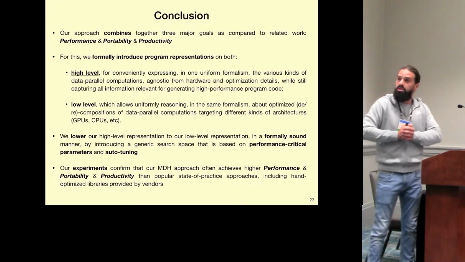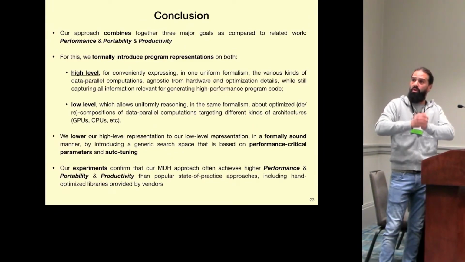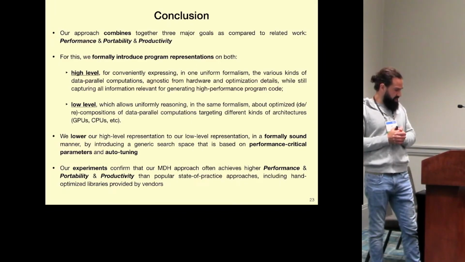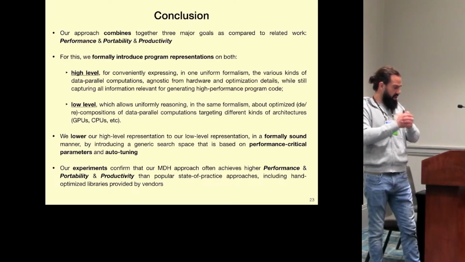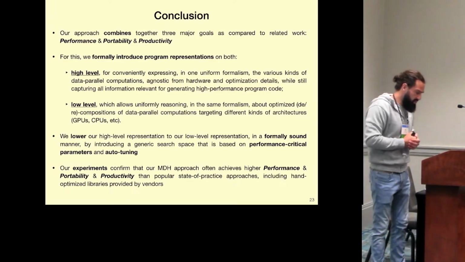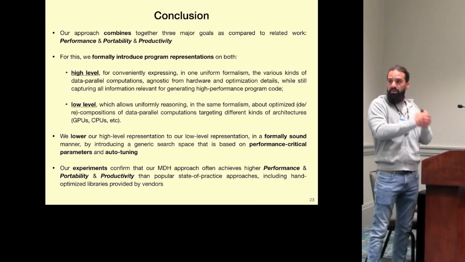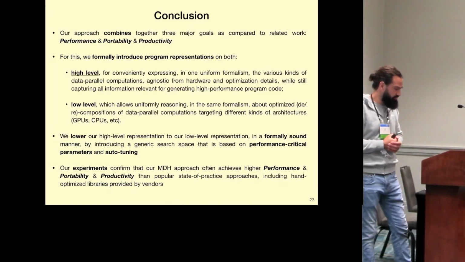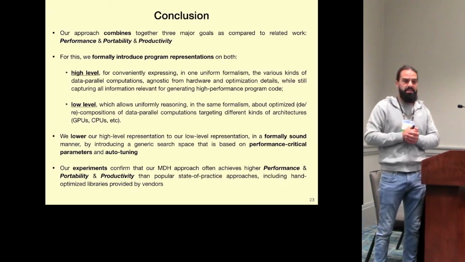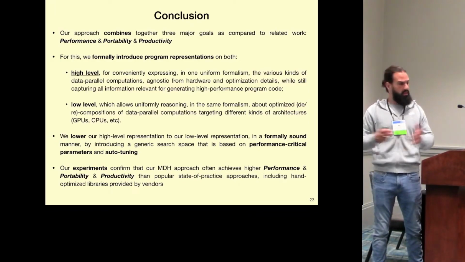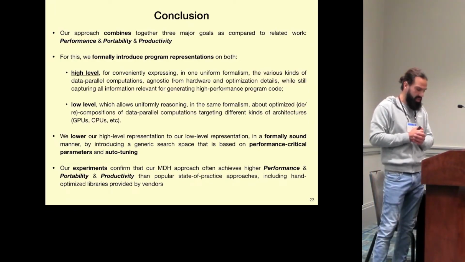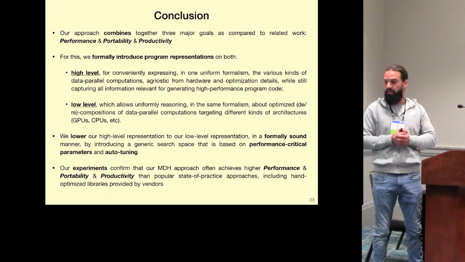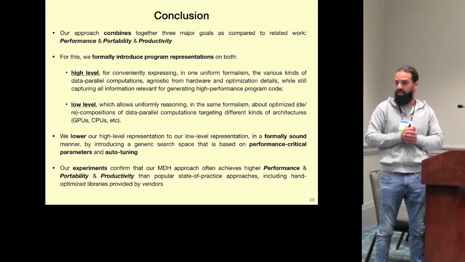Okay, now to conclude the talk. Our major goal was to combine performance, portability and productivity in one approach. For this, we have formally introduced program representation on both high level and low level. We have also introduced a lowering process that fully automatically lowers an instance of our high level representation to an optimized variant of our low level representation. We have seen some quick experimental results, and in our paper we have much more results. We argue there that we usually achieve higher performance, portability and productivity than popular related approaches, even including hand-optimized libraries provided by vendors.